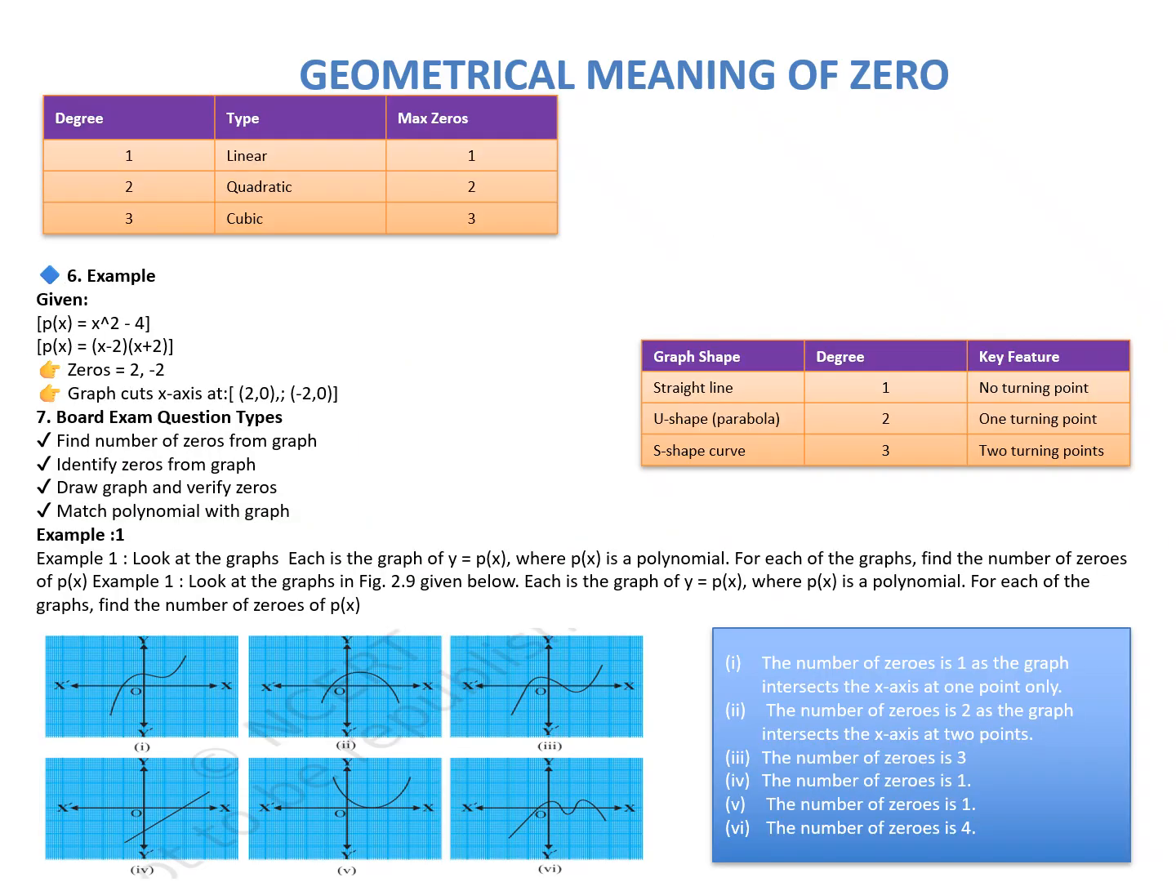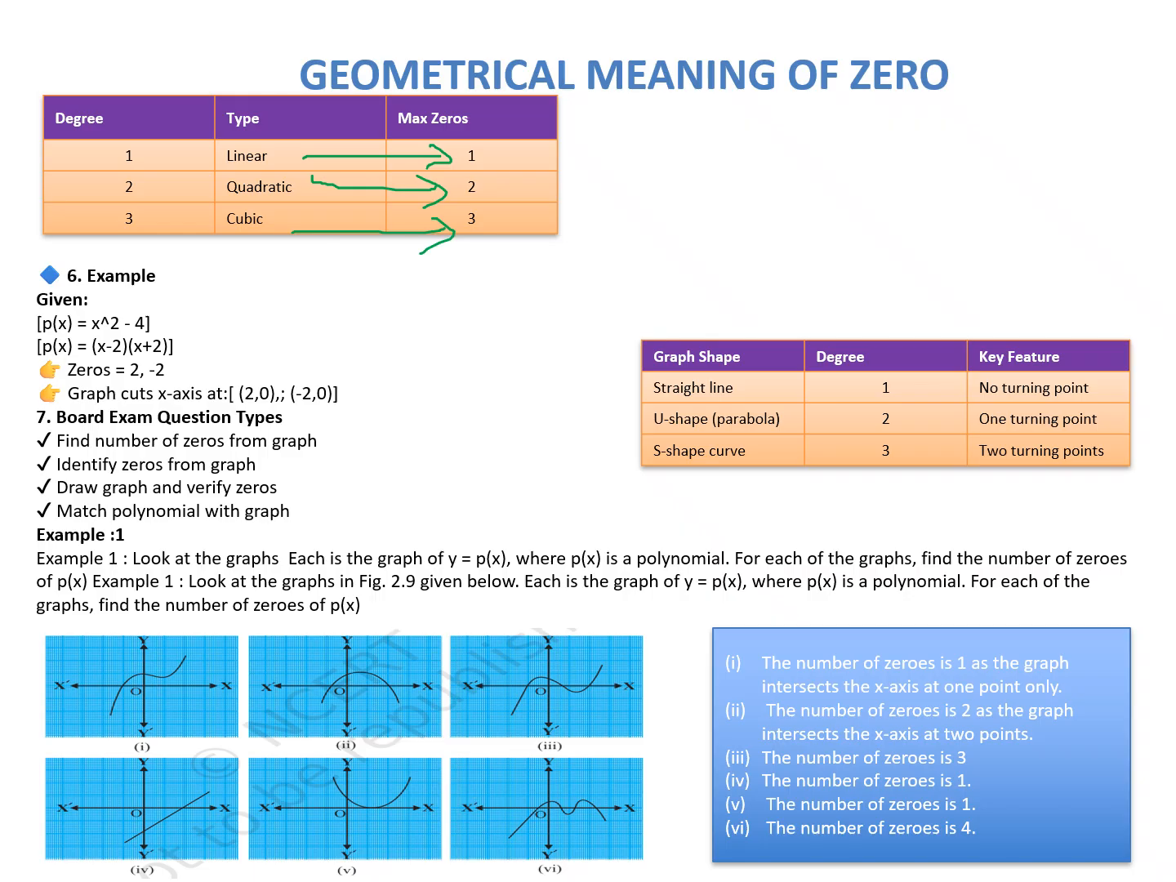Now this is in continuation to the last slide, wherein we were talking about the geometrical meaning of a zero. We understood that a polynomial of degree one is a linear equation with a maximum of 1 zero, then we have a quadratic equation with a maximum of 2 zeros, and then a cubic equation with a maximum of 3 zeros. This gives us a clear direction on how many zeros there are for a linear, quadratic, or cubic polynomial.